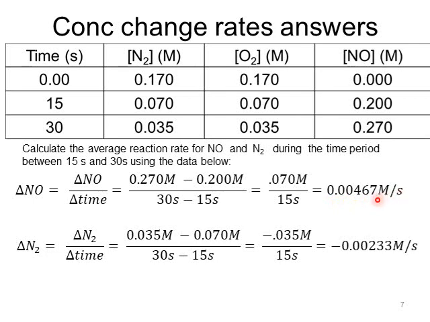We can do the same thing with N2. Again, we are doing final 0.035 minus initial 0.070. That's going to give us a negative 0.035 molar change, right? Which means this whole value is going to be negative. So 30 seconds minus 15 is positive 15. 0.035 divided by positive 15 gives us negative 0.00233 molar per second.